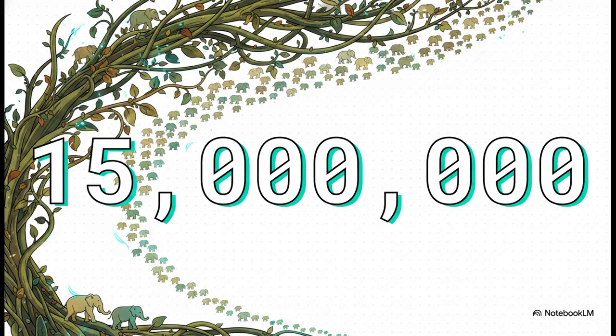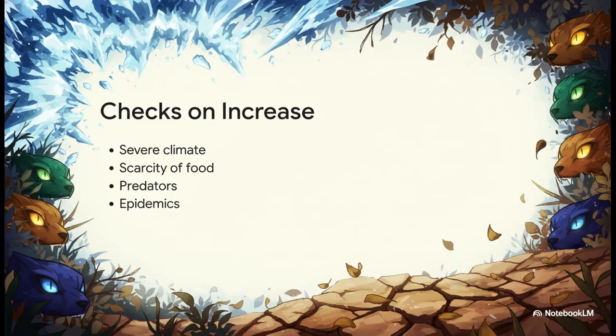Take the elephant. It's considered the slowest breeding animal on Earth. But Darwin calculated that if you take just one single pair of elephants and they live a normal lifespan, in just 500 years, that single pair would have 15 million descendants alive on Earth. 15 million! From the slowest breeder imaginable. No way, right? And yet the world is obviously not overrun with elephants.